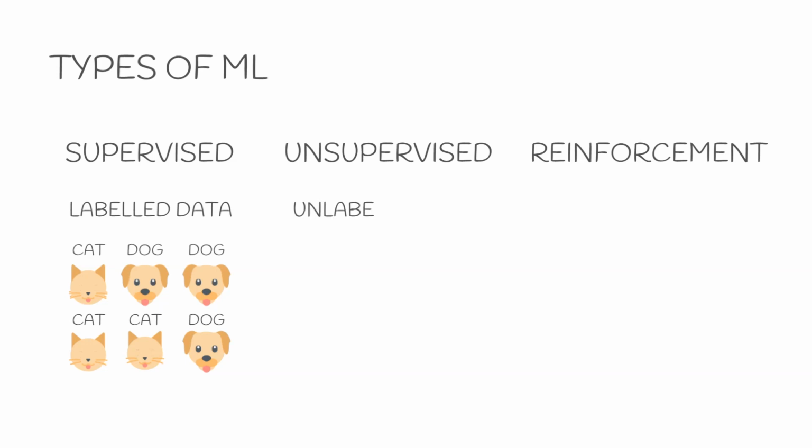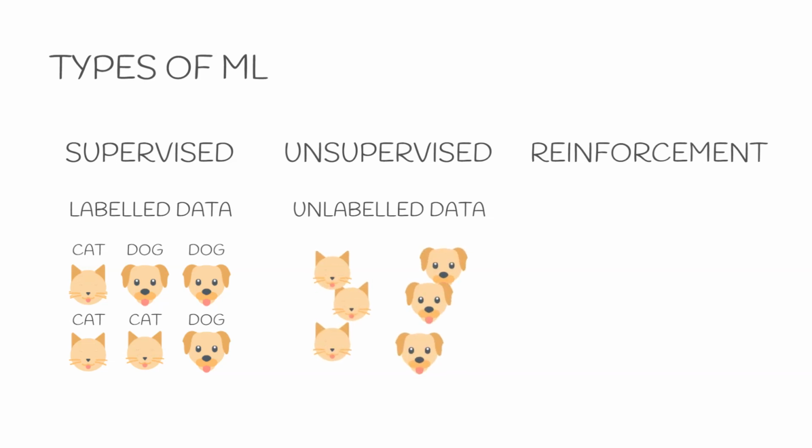Unsupervised learning is where the data is not labeled. So in this case, we feed in the images of cats and dogs, and the machine will have to separate them on its own using their similarities.